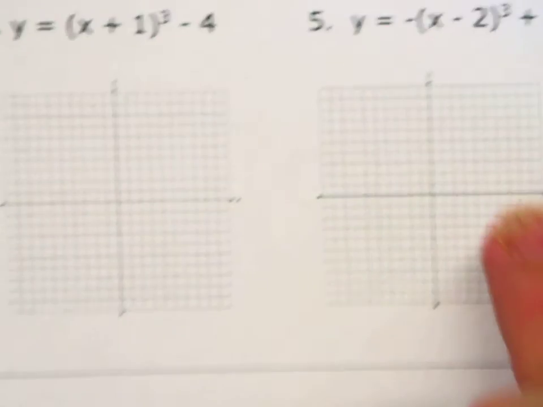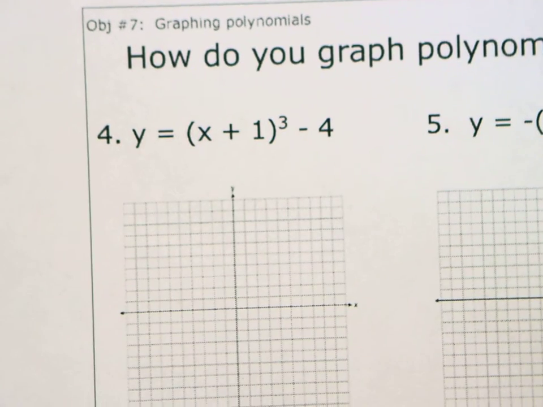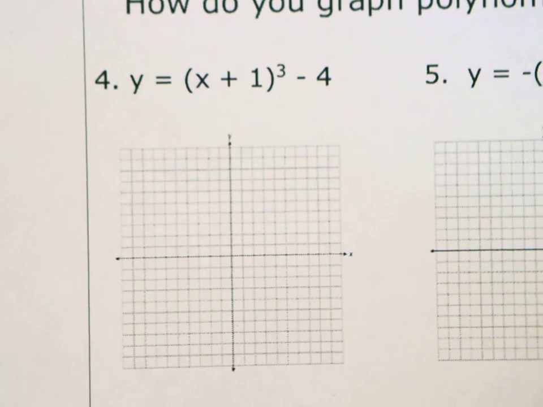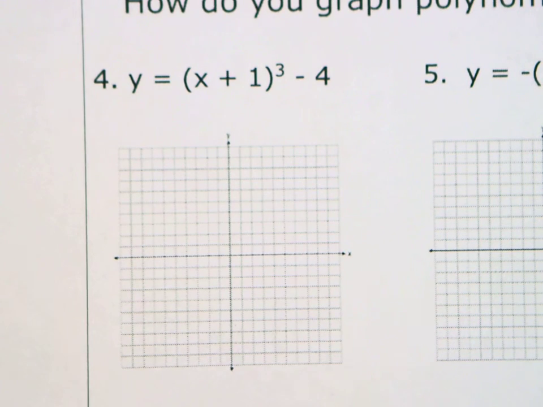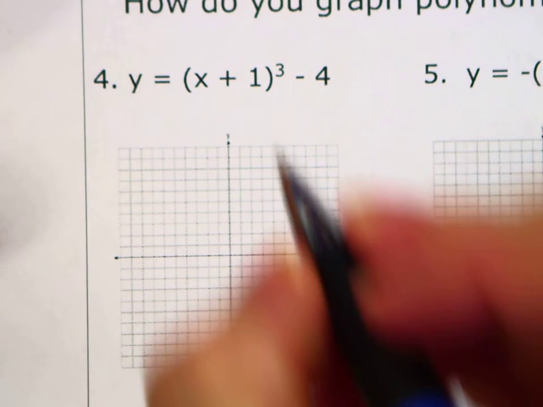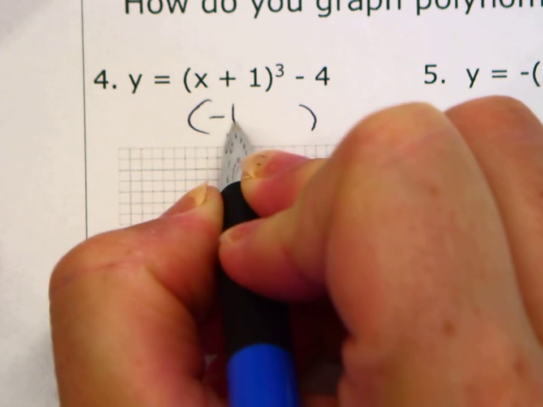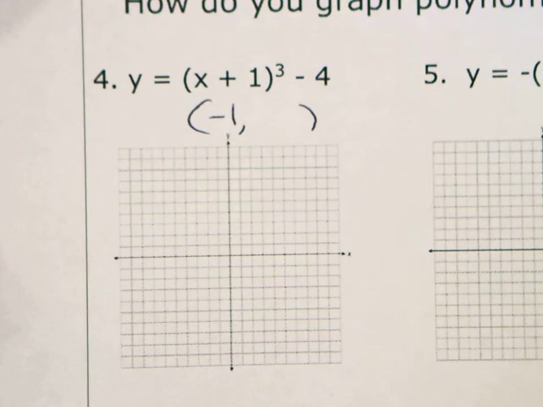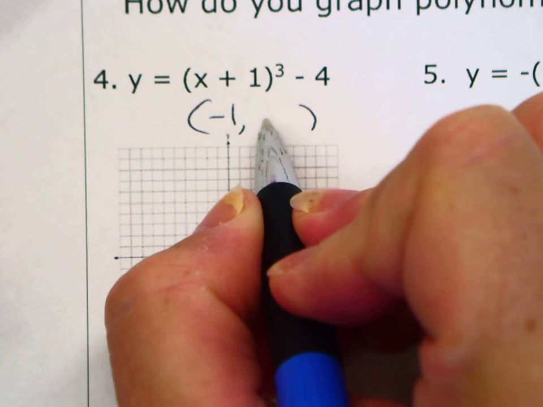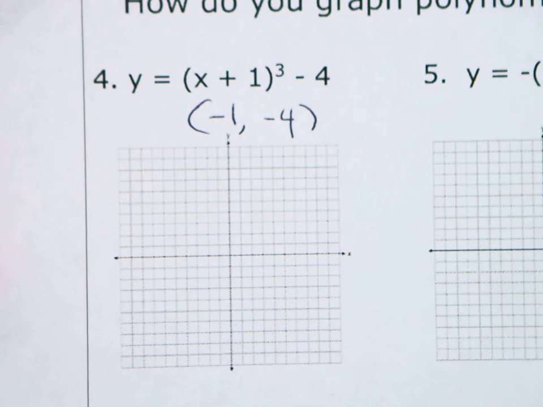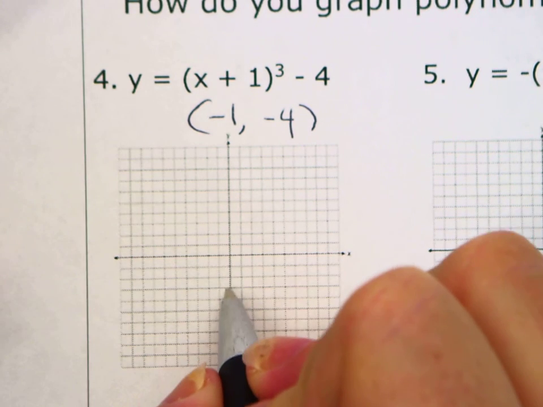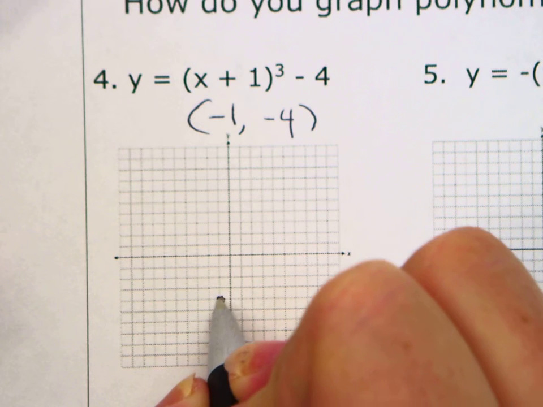All right, 2 more of the cubes. Number 4. Pause the video. Try it on your own. What is the vertex? Switch the sign of the inside. -1. When you plug in -1, that gives you 0, and you're left with -4. That's your starting point. -1, -4.